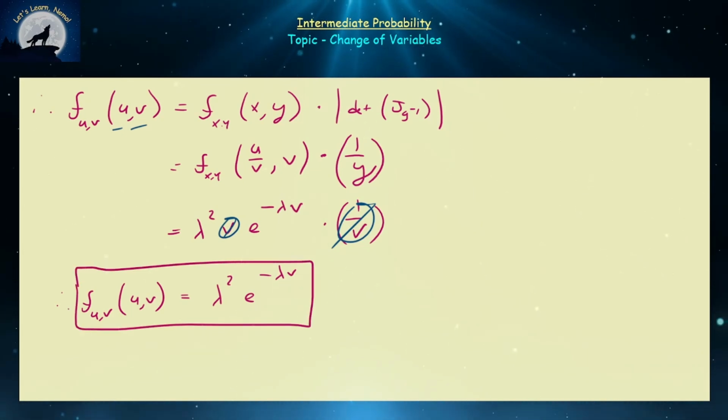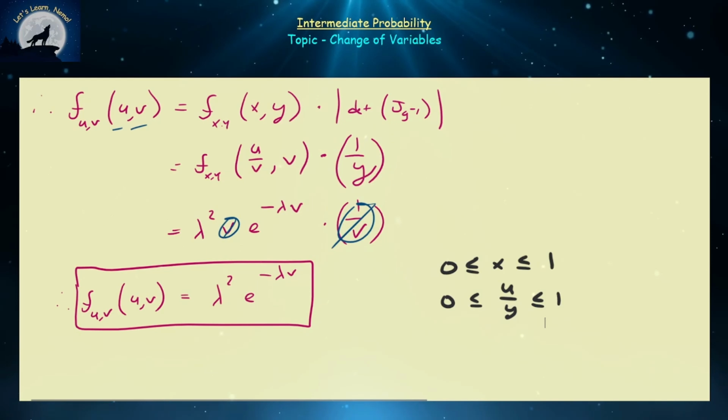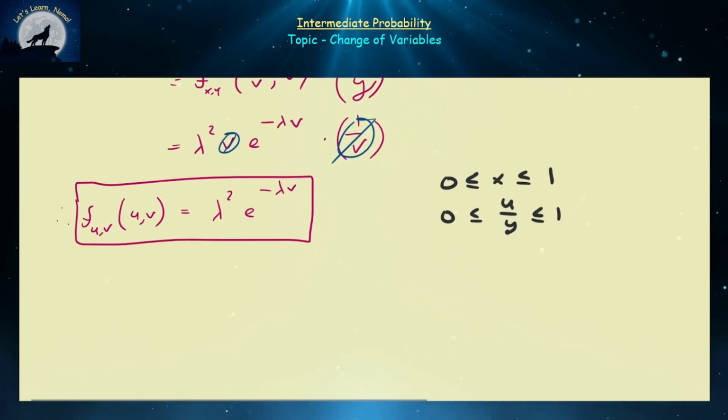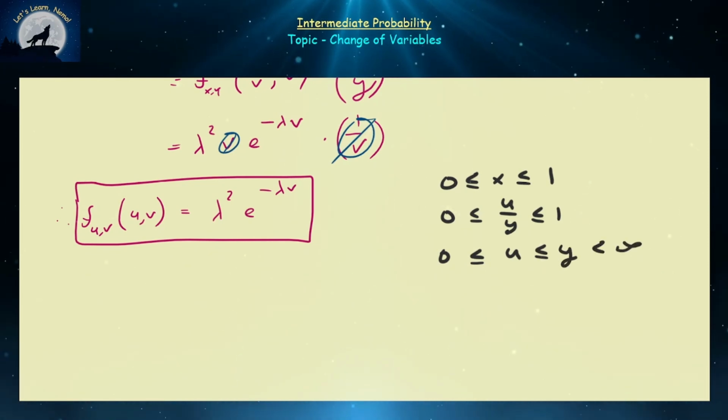Now we just need to make sure that everything is fine for this. Keep in mind, 0 is less than or equal to x is less than or equal to 1, which means that 0 is less than or equal to u over y, and that's less than or equal to 1. So when I have this, I'm going to have 0 is less than or equal to u is less than or equal to y, and y is less than infinity. And why do I care about this? Because I have the density function for u and v, but I do know the density function for v because v is just y in disguise.